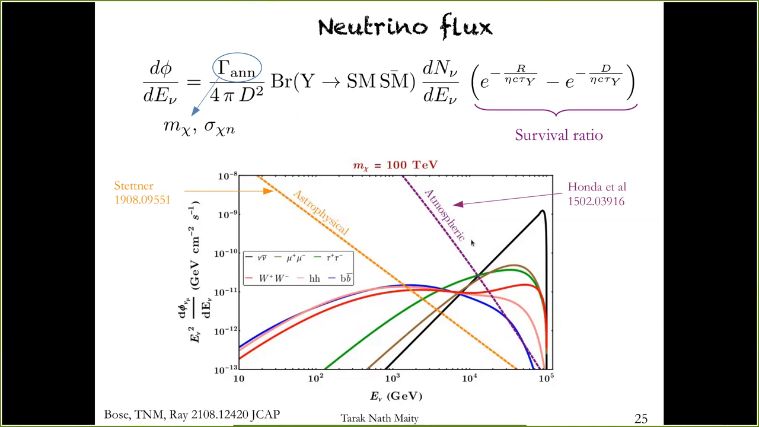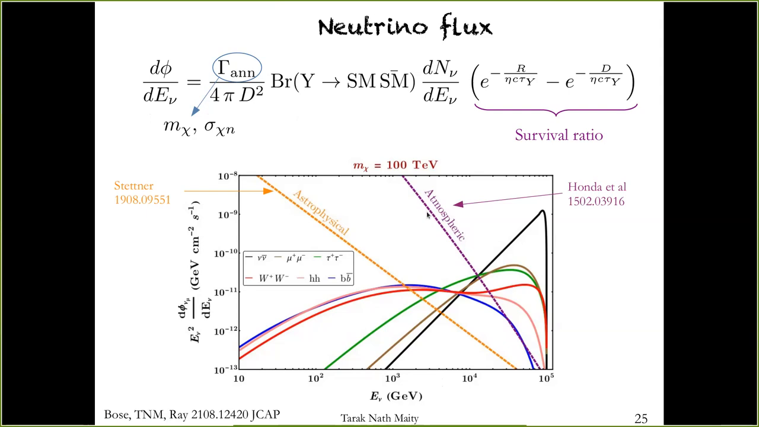The neutrino flux has been plotted in this figure, where on the x-axis we have the neutrino energy, and on the y-axis we have the neutrino flux. The different solid lines are for different standard model states to which the mediator is coupled. For example, this black line represents the case where the mediator directly couples to neutrinos, and you have some other states like b b-bar, W plus, and others.